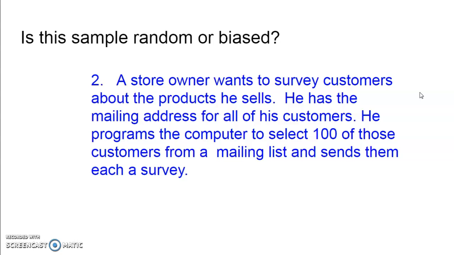All right, second scenario. A store owner wants to survey customers about the products he sells. He has the mailing address for all of his customers. He programs the computer to select 100 of those customers from a mailing list and sends them each a survey. The book says this one is random, all right? And that's because they're saying everybody on the mailing list, because of the random generator, like random.org, they have the same potential of being asked to take the survey. All right, so that was what the book said about that one.